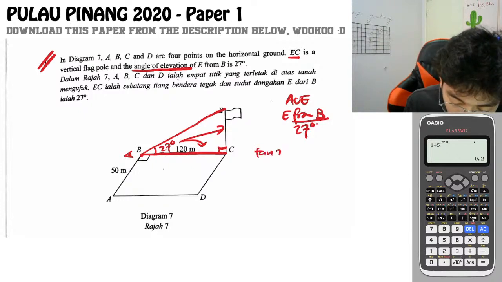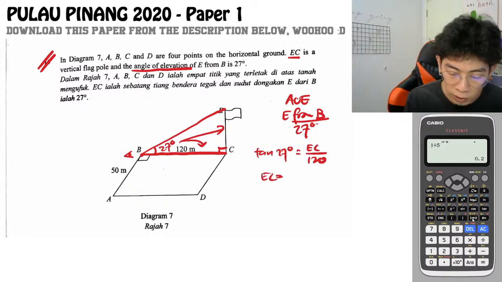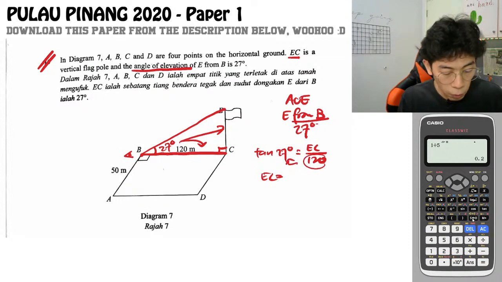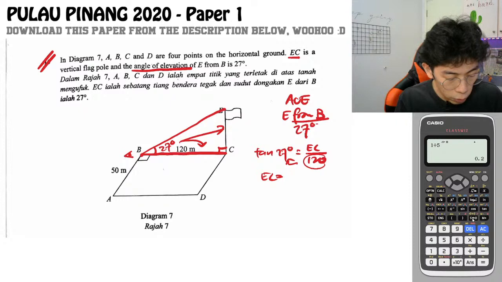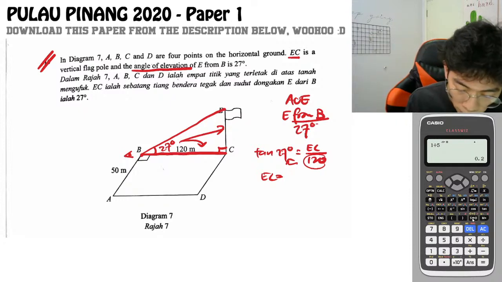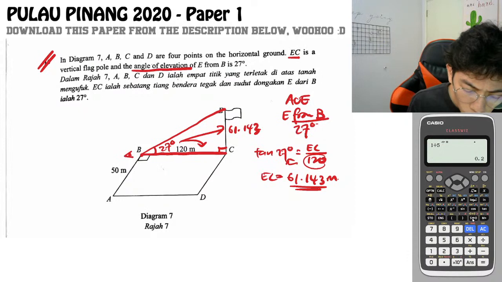So tangent 27 degrees equals EC over 120. EC equals, take your calculator, you take your 120 and times it. So press tangent 27 first. I'm not using the calculator, dummy. Then you times with 120. Nice. 61.143. Let's say I use 3 decimal points, meters. 61.143. Okay, now what the question wants.